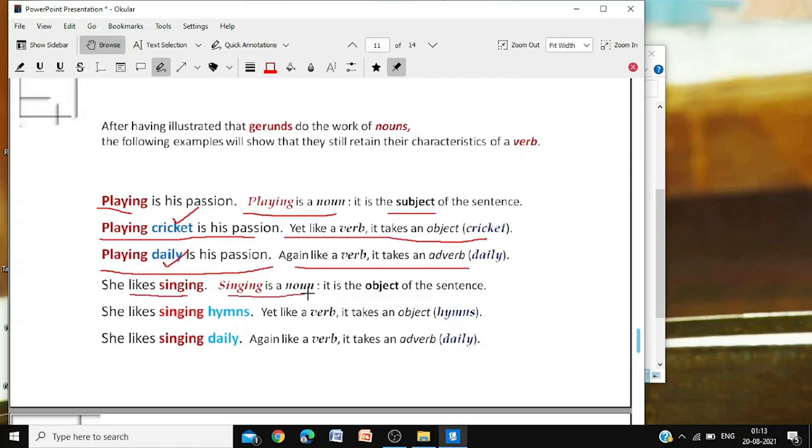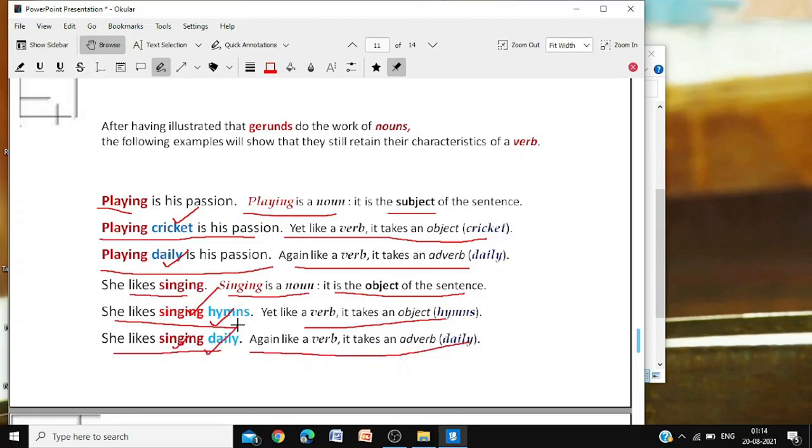She likes singing. Singing is a noun. It's the object. Just as we say she likes chocolates. She likes ice cream. So she likes singing. Singing is the object. She likes singing hymns. Like a verb, it takes an object. Itself is an object, but takes another object, like a verb. She likes singing daily. Again, like a verb, it takes an adverb. Singing is the object, yet it takes an adverb daily, an adverb of time.